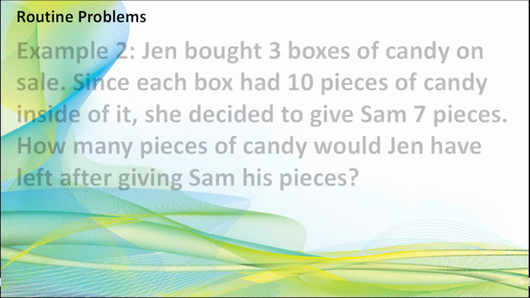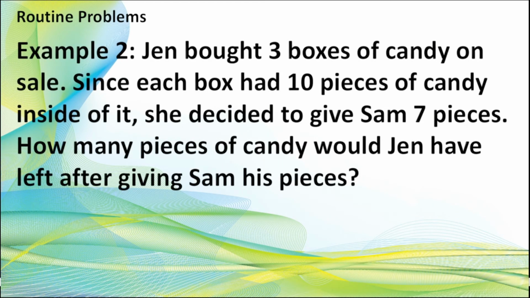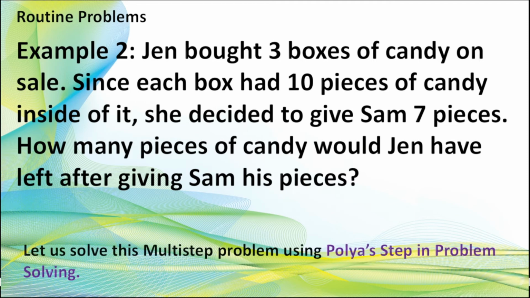Routine problems. Example number 2. Jen bought 3 boxes of candy on sale. Since each box had 10 pieces of candy inside of it, she decided to give Sam 7 pieces. How many pieces of candy would Jen have left after giving Sam his pieces? So let us solve this multi-step problem using Polya's steps in problem solving.